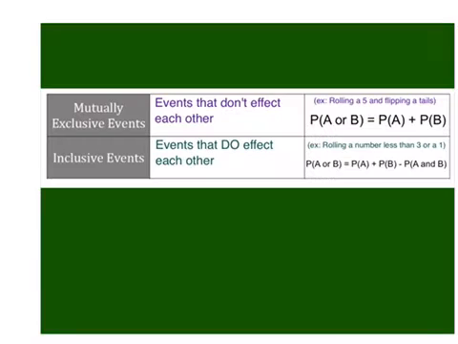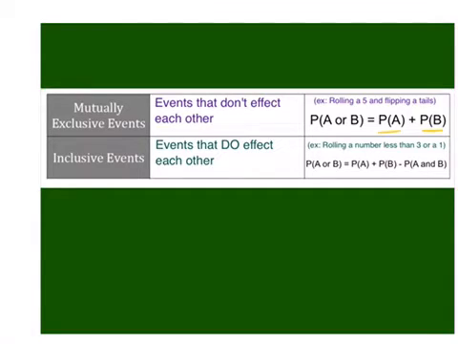So, like I stated, today we're going to look at mutually exclusive and inclusive events, and that's when we're adding probabilities. Mutually exclusive means that they do not affect each other. So basically rolling a 5 and then flipping a tails, neither one of those affect each other. I can't both roll a 5 and flip a tails at the same time. So then I'm going to find the probability of one and add the probability of the other and be done.